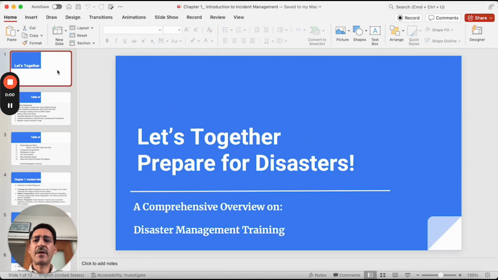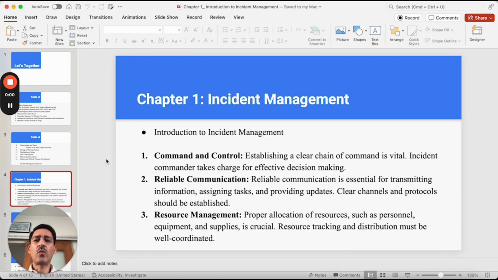Let's together prepare for disasters. Chapter 1, Incident Management. Introduction to the Incident Management. The most important factors are command and control. Establishing a clear chain of command is vital. Incident commander takes charge for effective decision making.